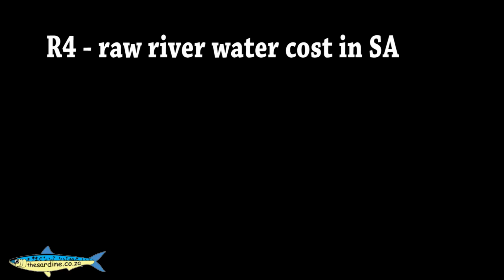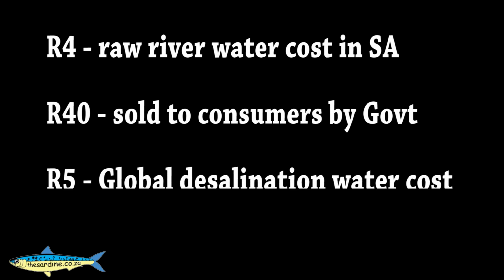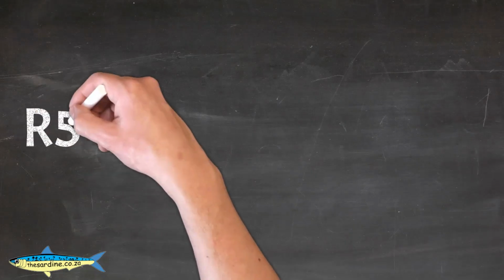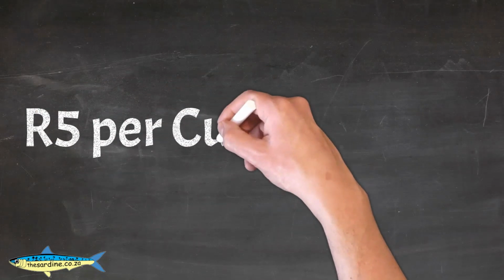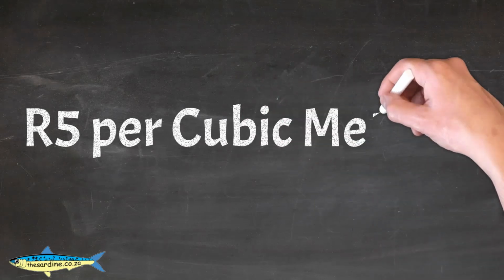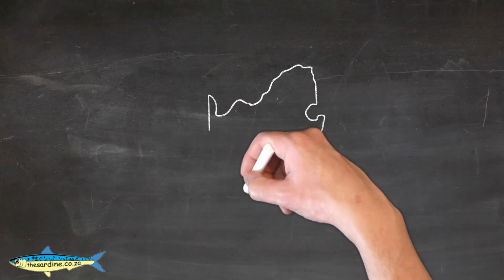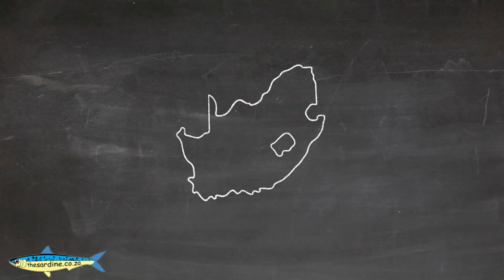So that's assuming that the water is available at 4 rand a cubic meter for raw cost, sold on to the consumer at 40 rand per cubic meter, and the global average for desalination is coming down to 30 US cents per cubic meter, which is just below 5 rand per cubic meter. So we're in that ballpark. And just to say 2 more things that are happening in South Africa.